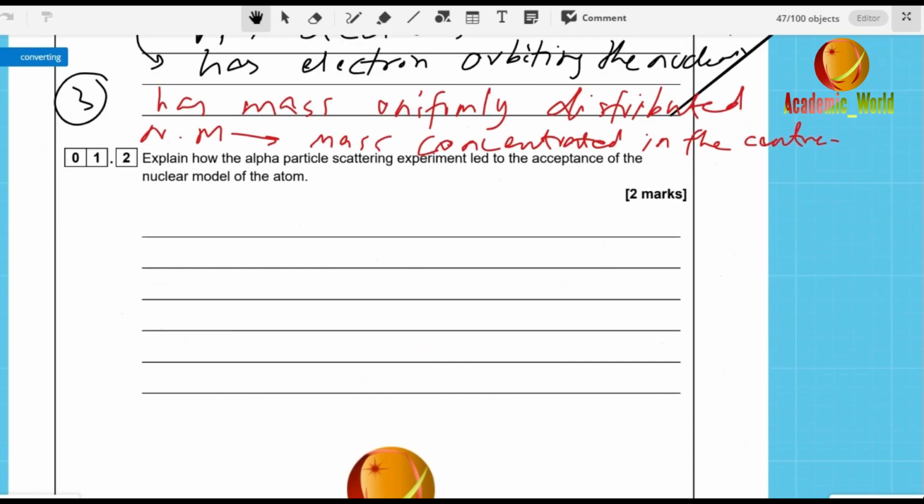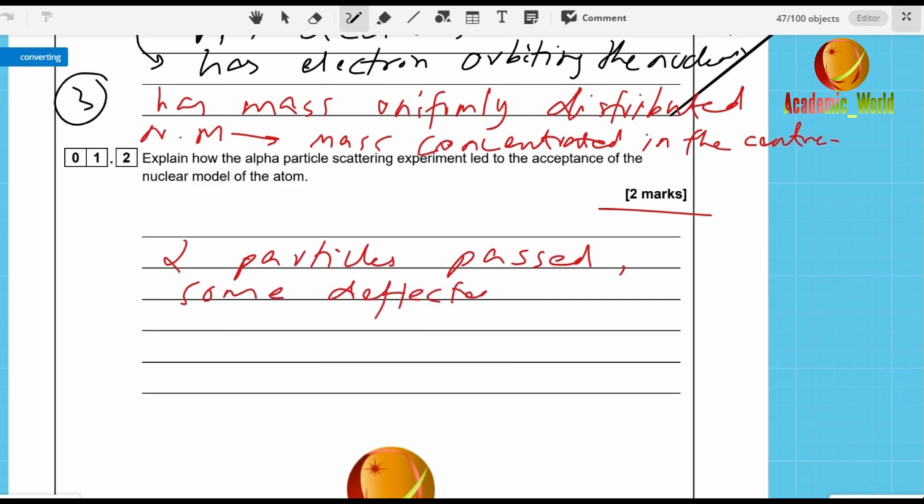Now question number 2: explain how the alpha particle scattering experiment led to the acceptance of the nuclear model of the atom. So basically it's a 2 marks question. So now you have to indicate at least 2 points. The first one is that most alpha particles pass through, okay, and some were deflected, and that led to the acceptance of the nuclear model. That is the first point.